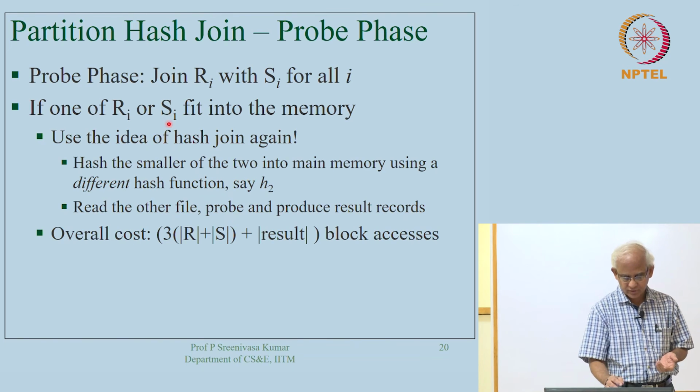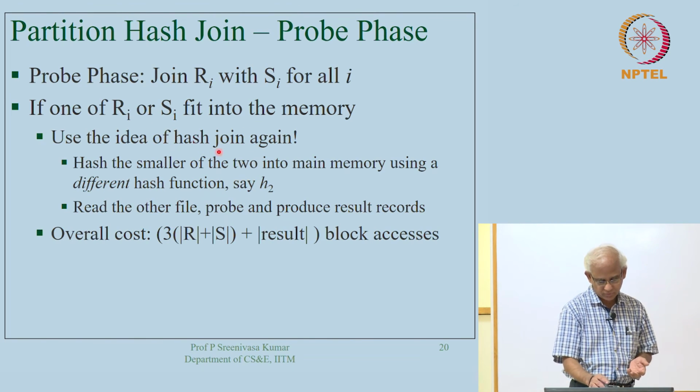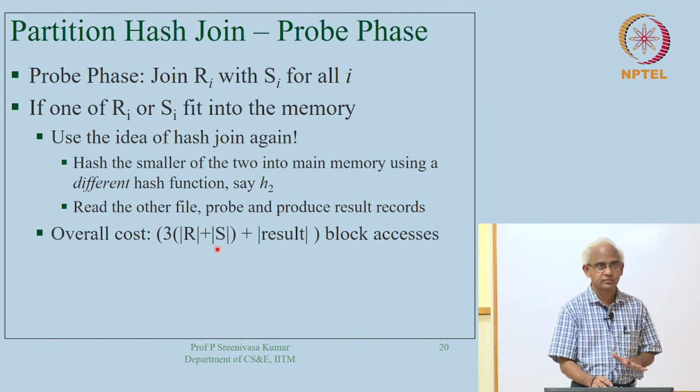And then for the hash join, again you have to read S, apply a different hash function, and then read all of R to start probing the hash table. So 3 times, but it is linear.